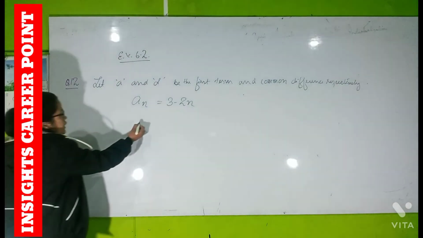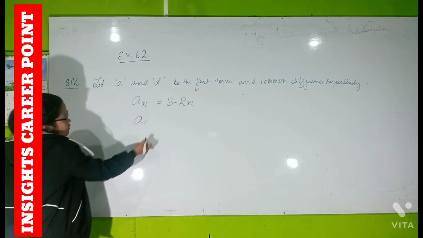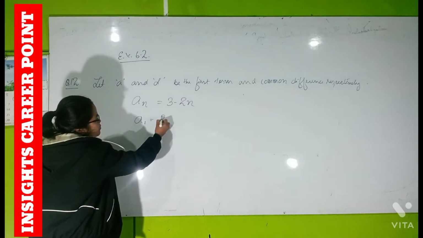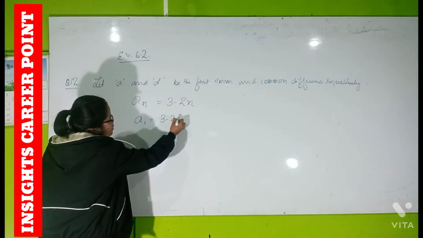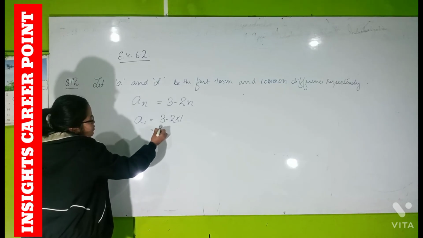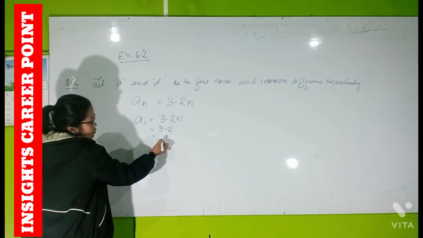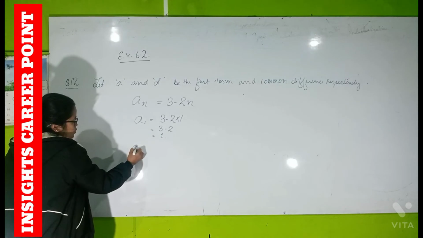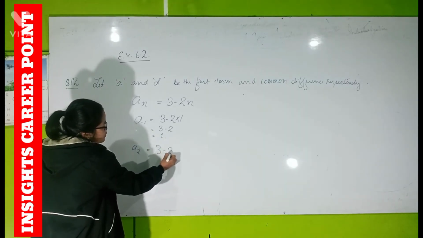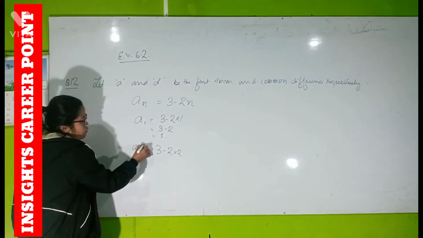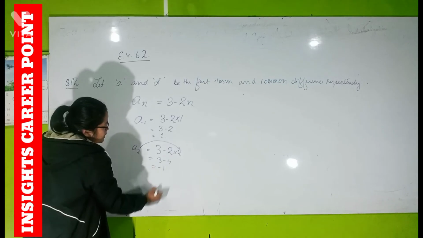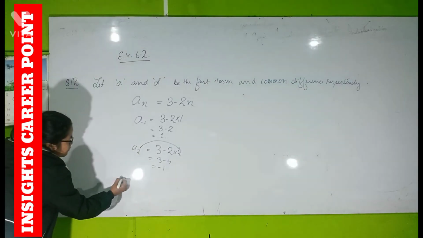From here we can find the value of a1. a1 means the first term: 3 minus 2 into 1, putting the value of n as 1, 3 minus 2 equals 1. a2 equals 3 minus 2 into 2, putting the value of n as 2, 3 minus 4 equals minus 1. From here we get the value of d.